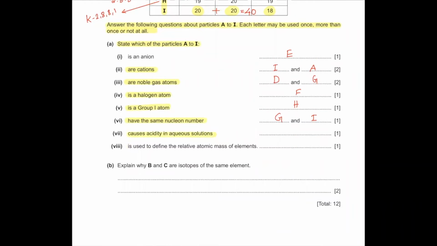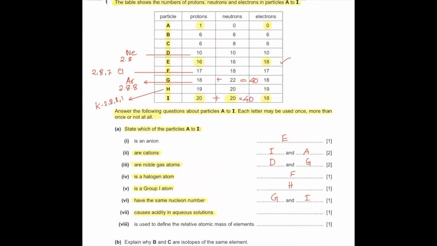Which causes acidity in aqueous solution? Basically, in aqueous solution, acidity is caused by H plus ions. And having proton number 1 means hydrogen. So this is the H plus ion. So A will be the answer.